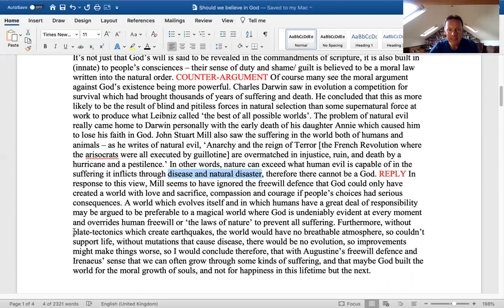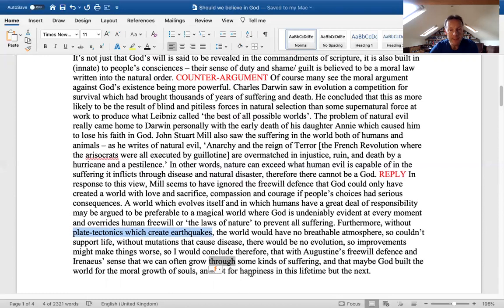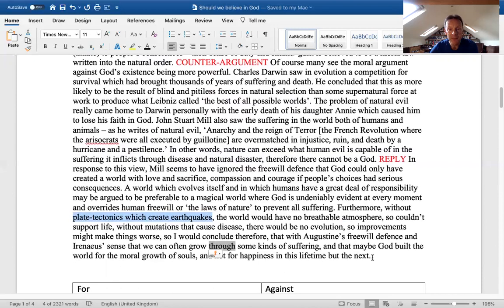Furthermore, without plate tectonics, which creates earthquakes, the world would have no breathable atmosphere, so it couldn't support life. Without mutations that cause disease, there would be no evolution. So improvements might make things worse. So I would therefore conclude that with Augustine's free will defense and Irenaeus' sense that we can often grow through some kinds of suffering, and that maybe God built the world for moral growth of souls and for happiness, not in this lifetime, but the next, that there is a God.